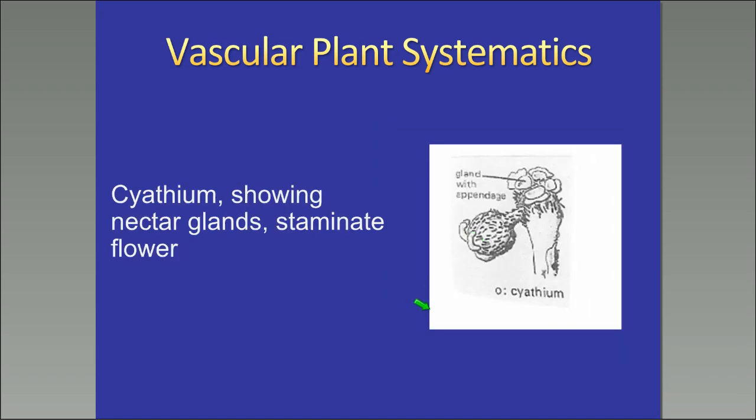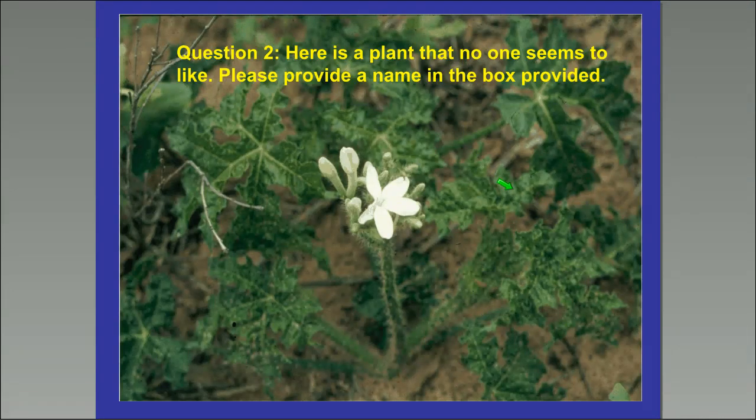And here is just another example. The nectary gland is closer to the center of the cup, and then I have a colorful petaloid appendage, which can be white or red or various colors, that sticks out from that gland. And that is usually there to attract a pollinator.